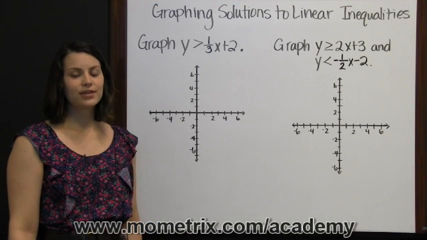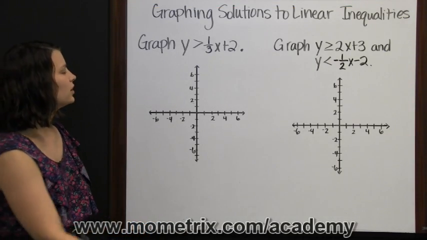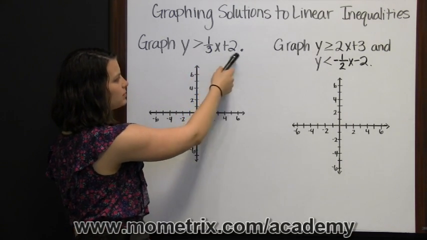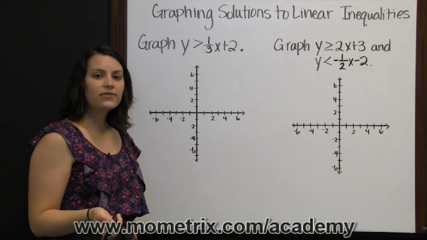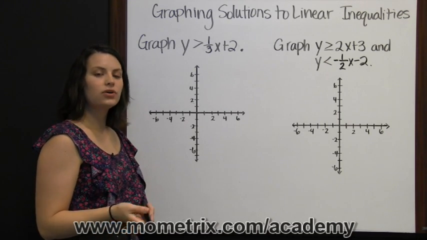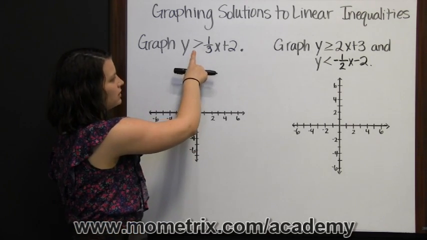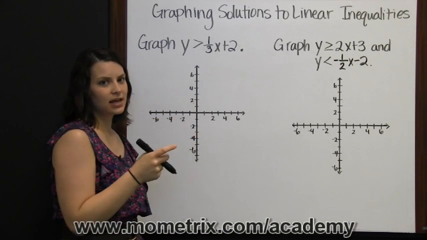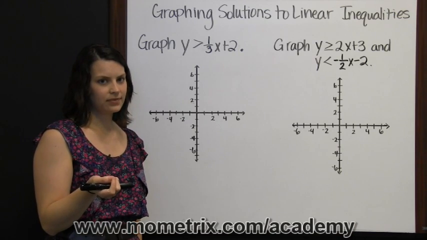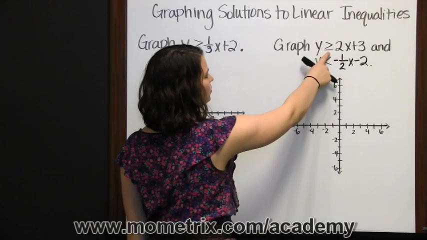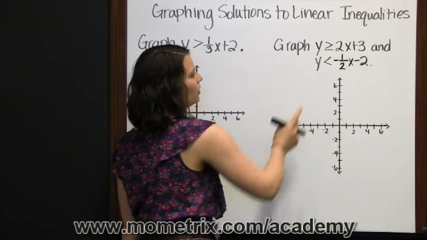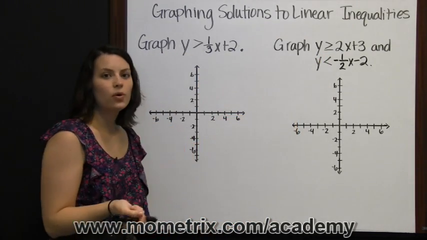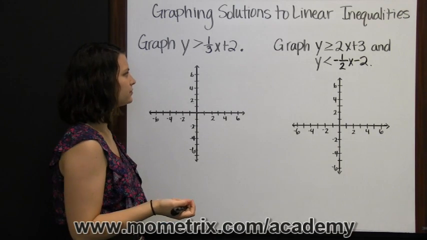Graphing solutions to linear inequalities. First, we're going to graph y is greater than 1/3 x plus 2. To graph a linear inequality, we're going to graph the line as if this were an equal sign, and then if it's greater than or less than, it's a dashed line. If it's greater than or equal to, or less than or equal to, we use a solid line. So since this is just greater than, we need to use a dashed line.